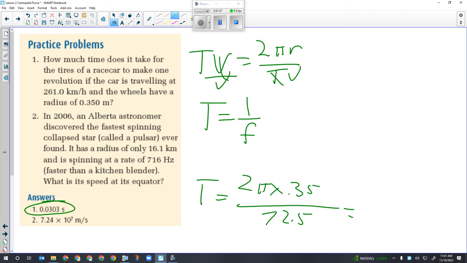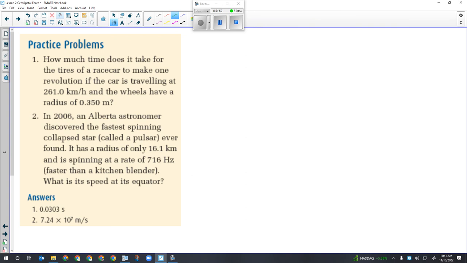Okay, speaking of zooming, a pulsar is fast. Like super fast. It's the fastest spinning collapsed star discovered. It has a radius of 16.1 kilometers. Now keep in mind that a pulsar has the mass of 10 times our sun, and it's packed into something 16 kilometers across. So it could easily fit inside the Calgary city limits. Imagine all that mass, 10 times the mass of our sun, packed into something like that. And it's spinning really, really fast. So it spins at a rate of 716 hertz.